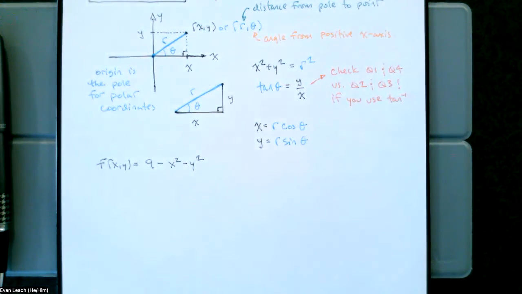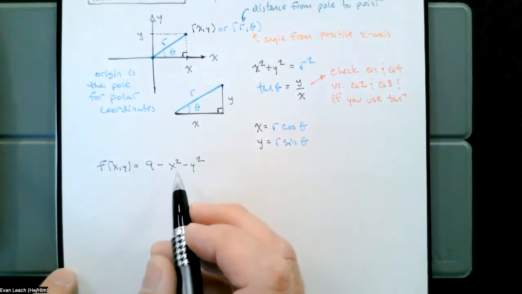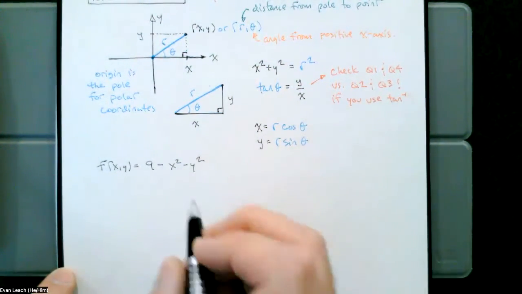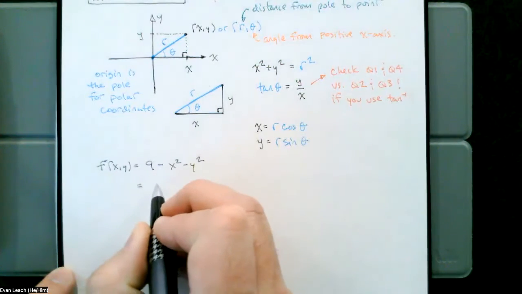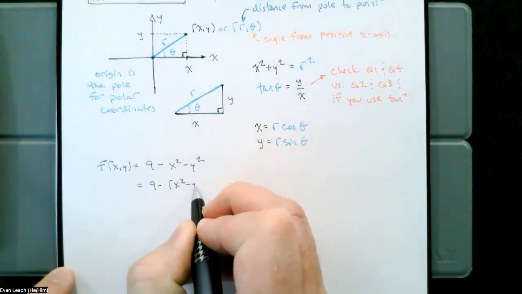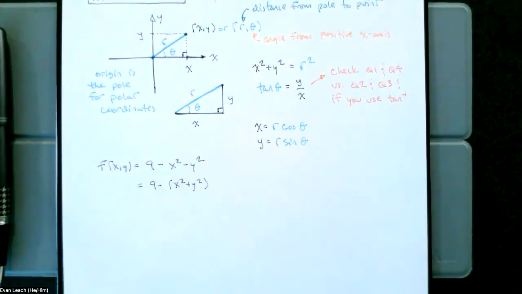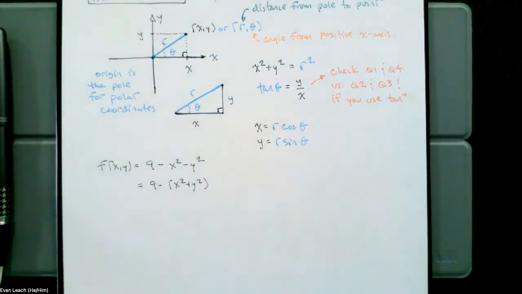So here's what the function looks like in rectangular coordinates. And it very clearly has this round aspect to it because of this minus x squared minus y squared. And secretly, this is just, after the distributive property, 9 minus this circle. So what we can do is replace our x squared plus y squared with an r squared, and now we have a function in polar coordinates.